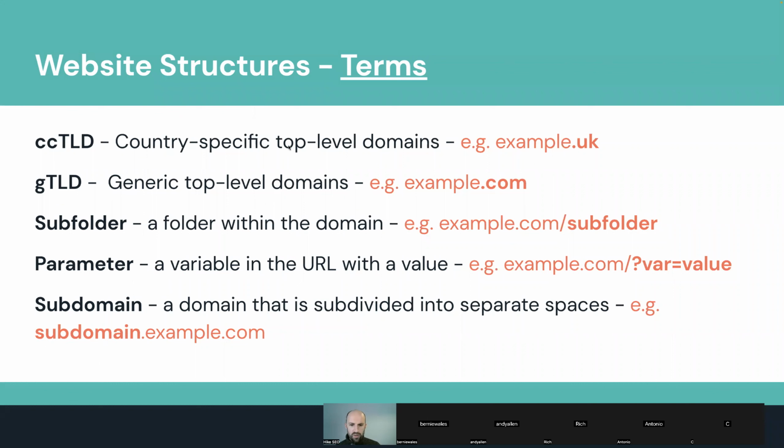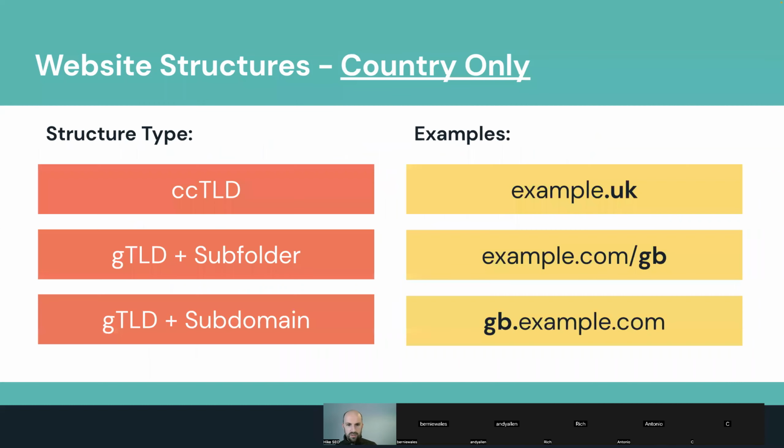And then you have subfolder. So a folder within the domain, and that can be nested many layers deep. Parameters, basically a variable in the URL with a value. So it looks like that. And a subdomain, a domain that's subdivided into separate spaces. And you can also have second level subdomains. So it could be subdomain.subdomain.example.com. So those are the main terms that we'll be discussing next.